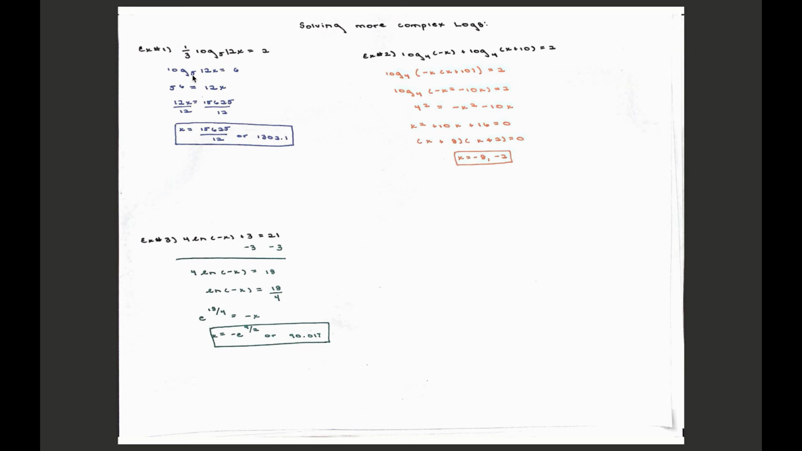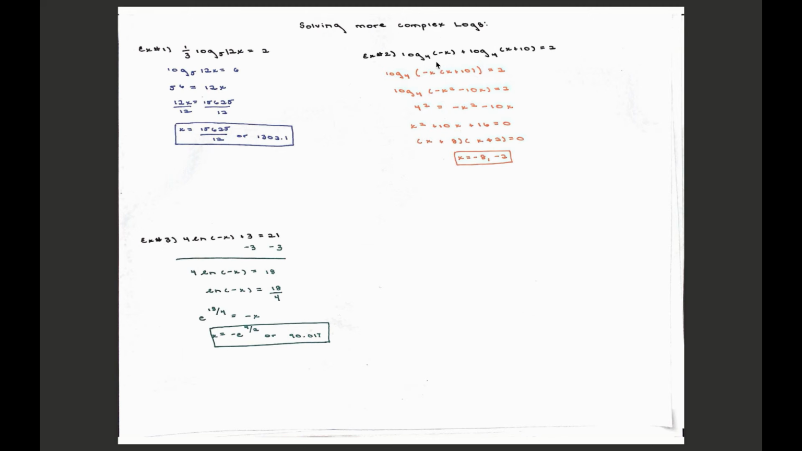I'm going to say 5 to the 6, so 5 raised to 6 equals 12x. And then I can just divide both sides by 12, and I get my answer, which is 1,302.1. So I'm just using my principles of logs, but it is a little bit more complicated.